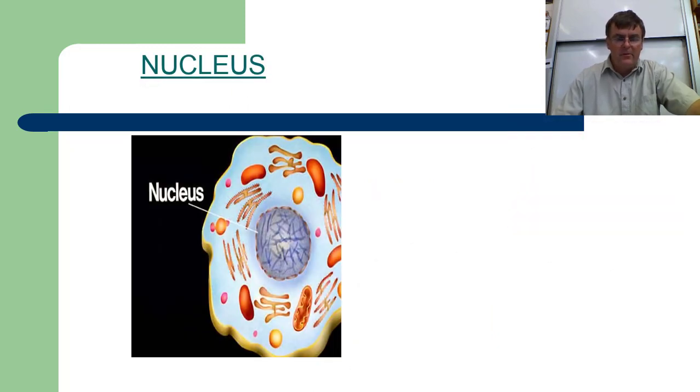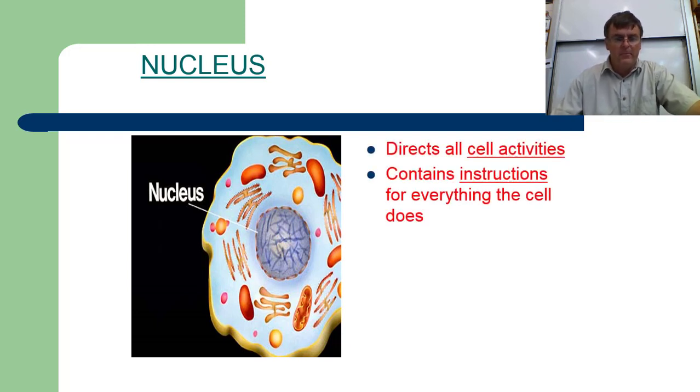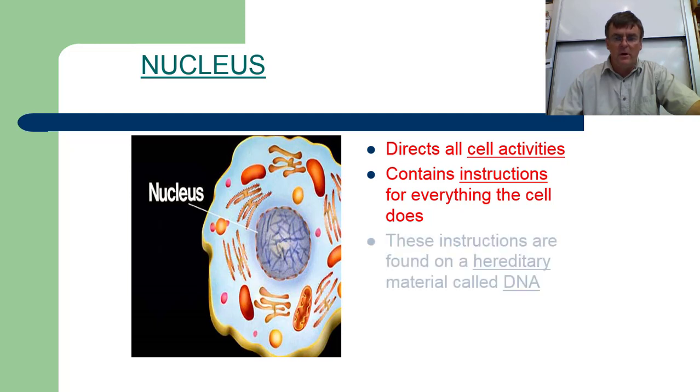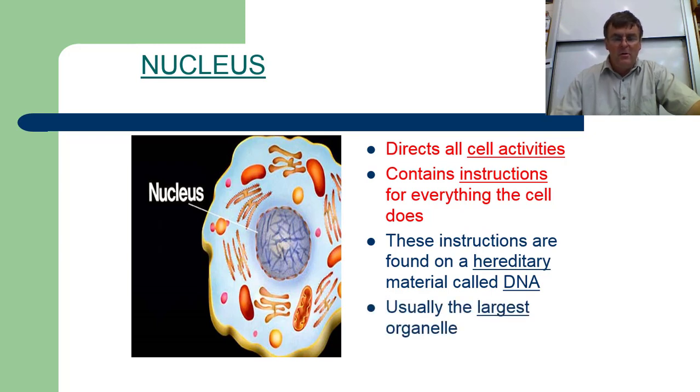Nucleus, that's the control centre, the boss's office, where the blueprints are kept. It's in charge of all the things that go on inside the cell. Instructions for everything are in the nucleus. Have you ever heard of stuff called DNA? That's the instructions written down in a special code. And it's usually the largest thing you can see inside the cell.